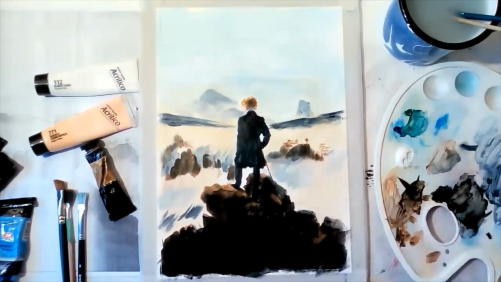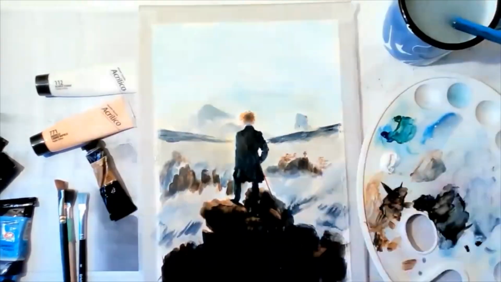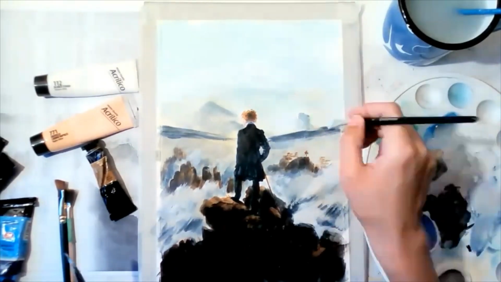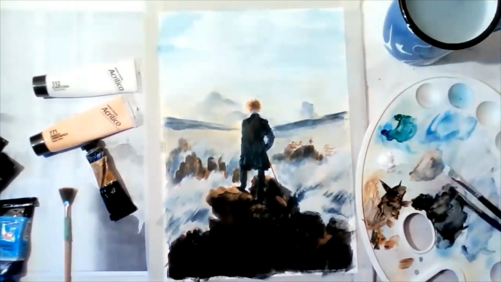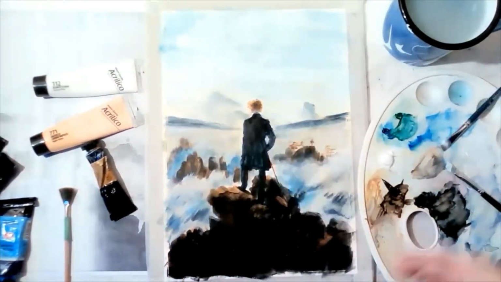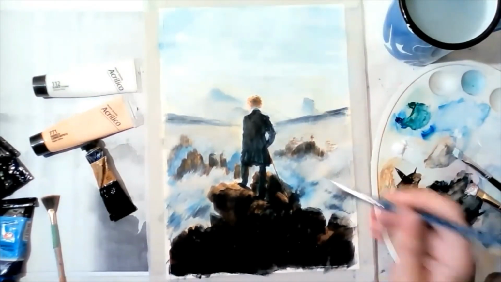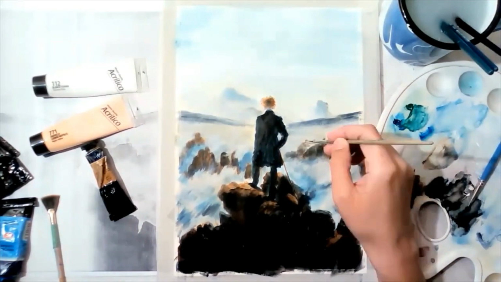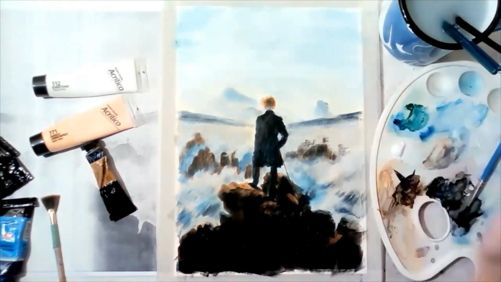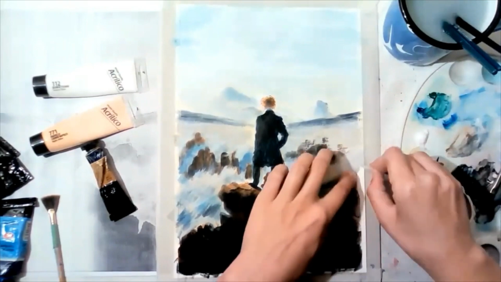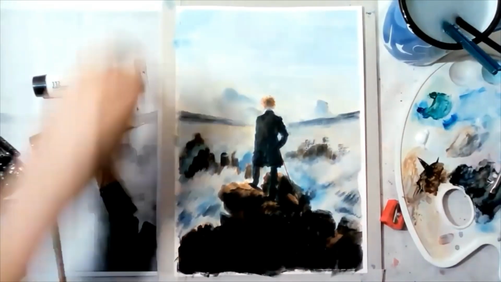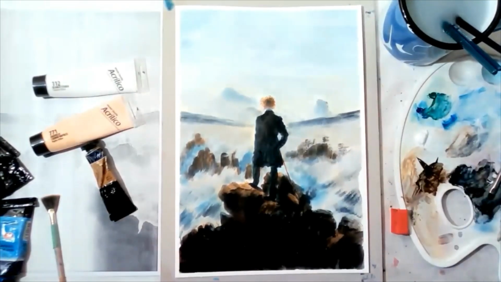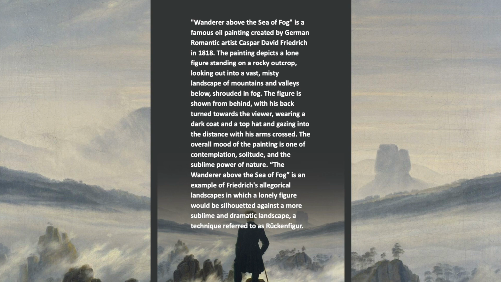The figure's crossed arms and elevated position also convey a sense of confidence and self-assurance, as if the wanderer is taking charge of his destiny and facing the challenges of the unknown with determination. Wanderer Above the Sea of Fog was created during the Romantic era. This cultural and intellectual movement emerged in the late 18th century as a reaction against the rationalism and industrialization of the Enlightenment period. Romanticism emphasized emotion, individualism, and the awe-inspiring power of nature, often portraying nature as a sublime force that could evoke deep emotions and contemplation in the human soul.